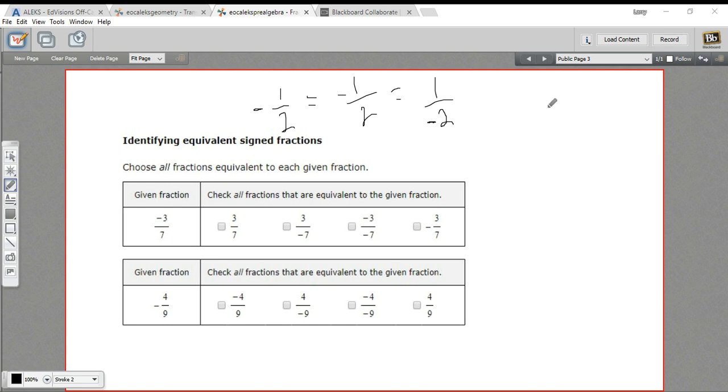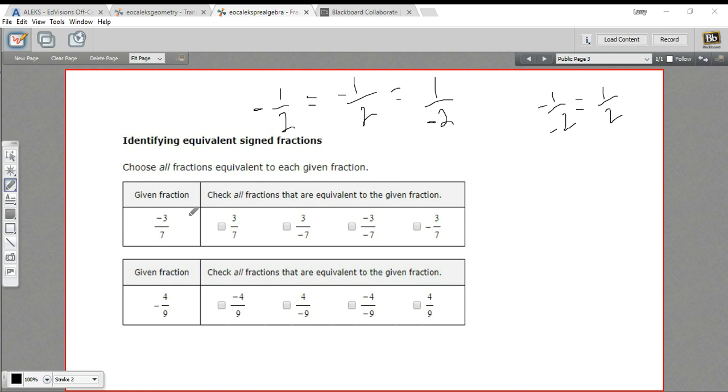However, if you put a negative 1 over a negative 2, in this division problem, you're dividing a negative by a negative. That is a positive. So a negative over a negative is the same as a positive. So really what we want to do to solve these problems is look at the number of negative signs.